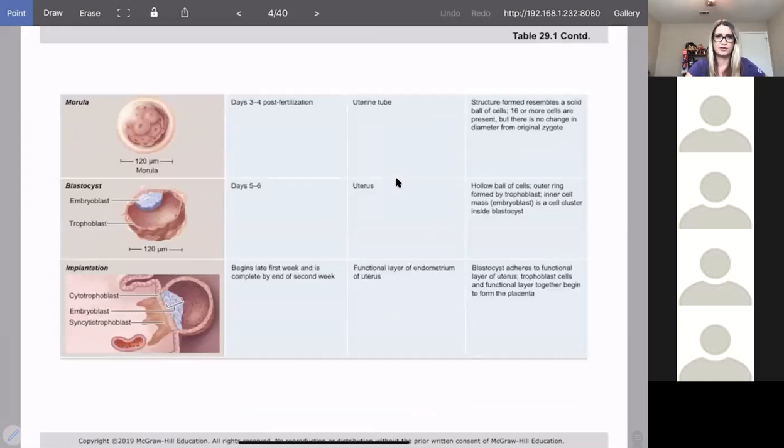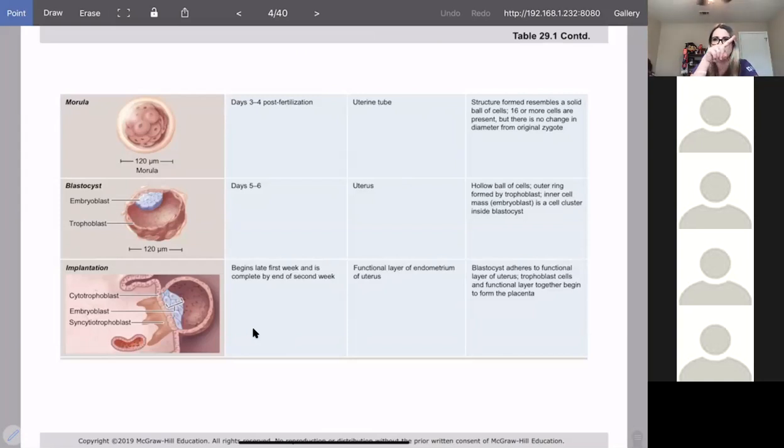And yeah, so you can see that right here. The outside of the blastocyst is trophoblast, inside is the embryoblast, and that happens in the uterus there. And then you can see the implantation. Implantation starts happening about day 7 after fertilization.